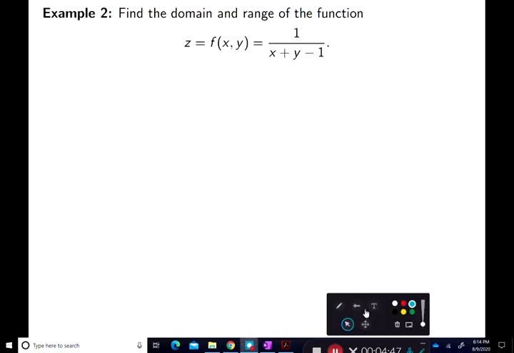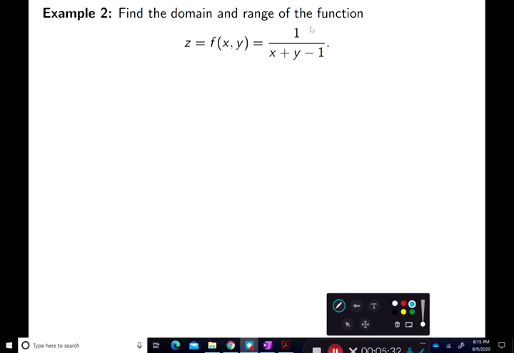The next question is find the domain and range of the function z equal to f of x and y, where 1 over x plus y minus 1 is the rule of the function. So this is again a composition of two functions. The outer function is 1 over the scalar x plus y minus 1. In this case and the previous case, the outer functions were both functions of one variable, and the inner functions were functions of two variables.